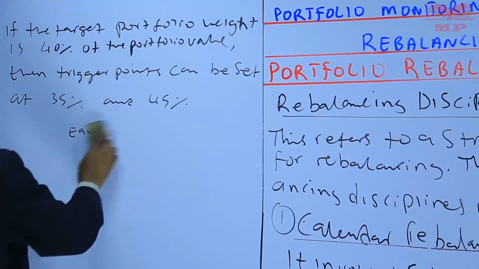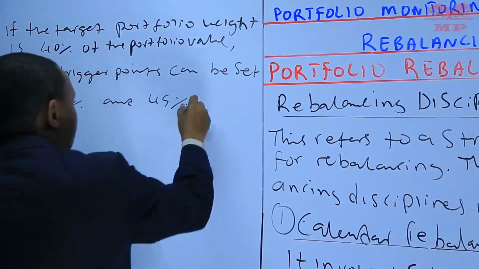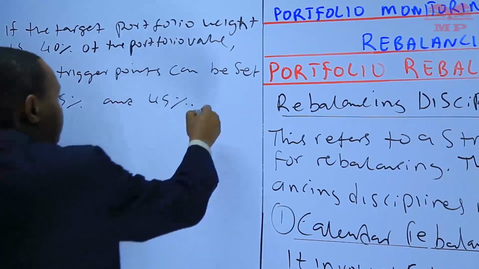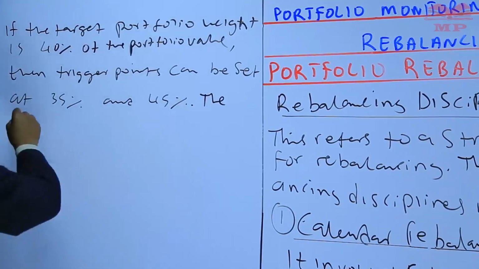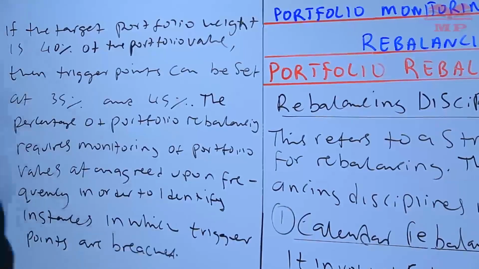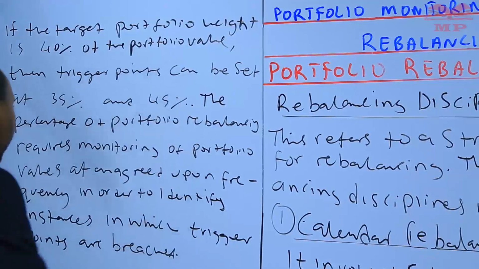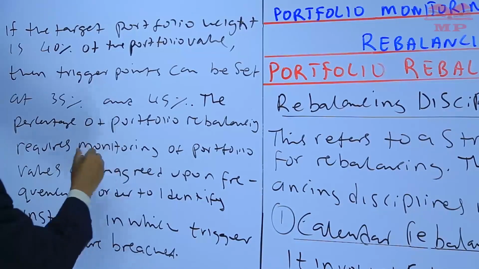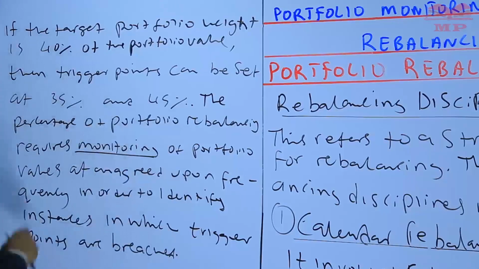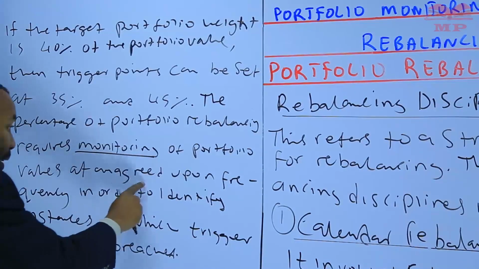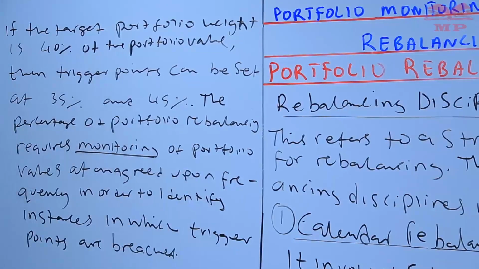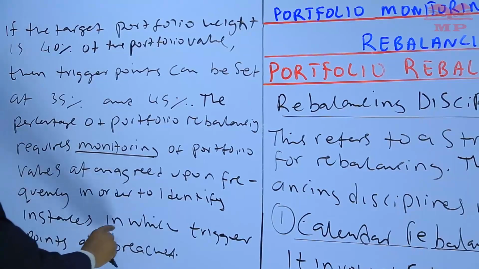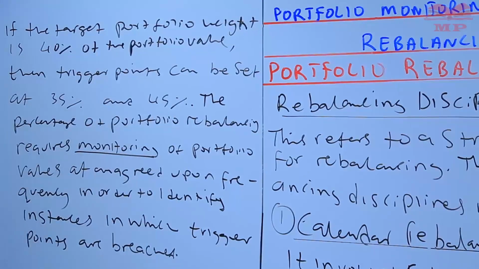Having said that, we can elaborate more by saying that percentage of portfolio rebalancing requires monitoring of portfolio values at an agreed upon frequency, quarterly, monthly, and so on and so forth, in order to identify instances in which trigger points are breached.